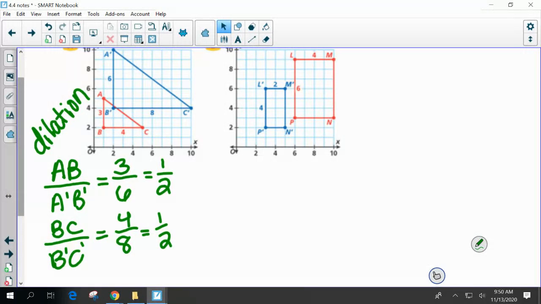Where'd you get A? From the blue triangle. Where'd you get 4? Right here on the red triangle. Okay.